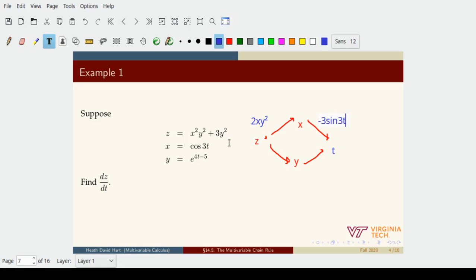Then the derivative of z with respect to y, this is 2y times x squared, or 2x squared y, plus 6y. And the derivative of y with respect to t is 4e raised to the 4t minus 5.